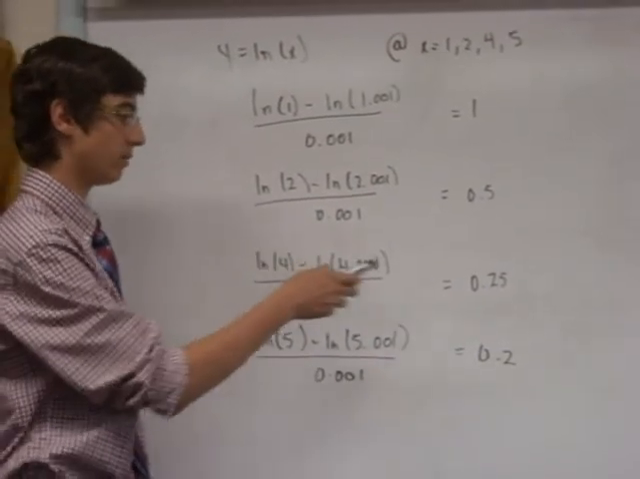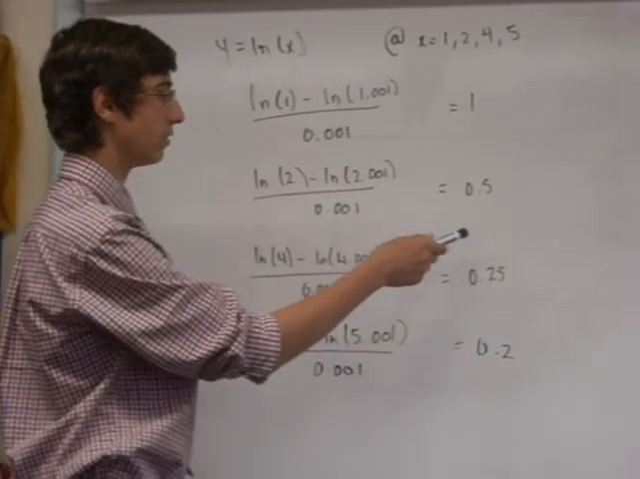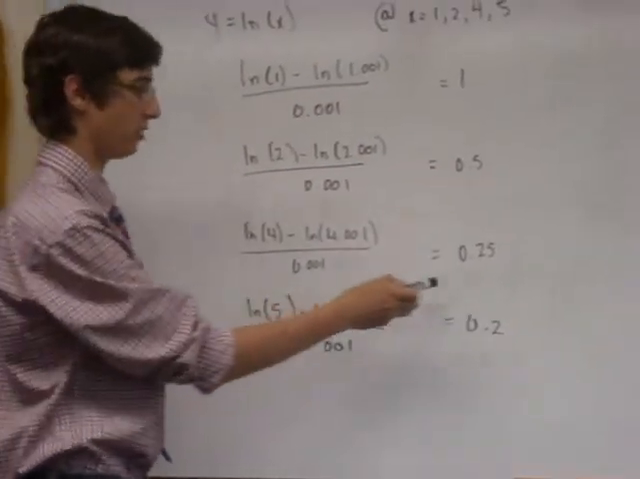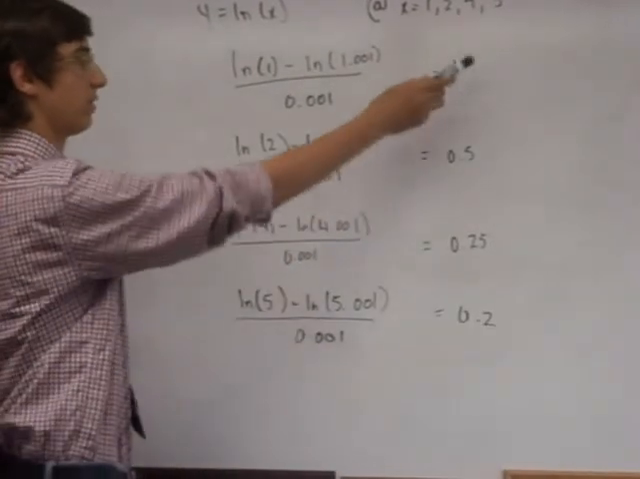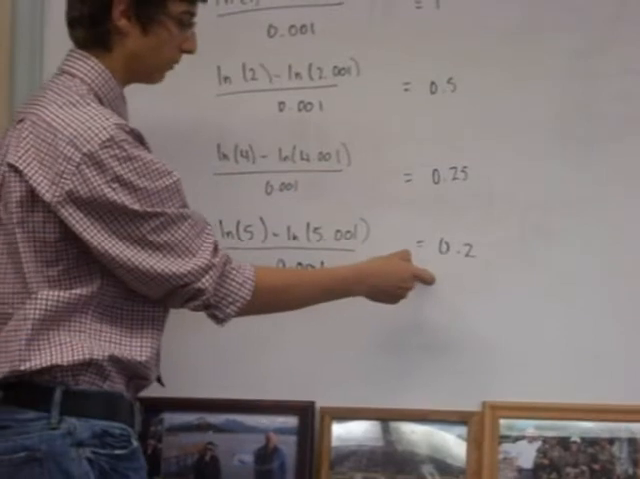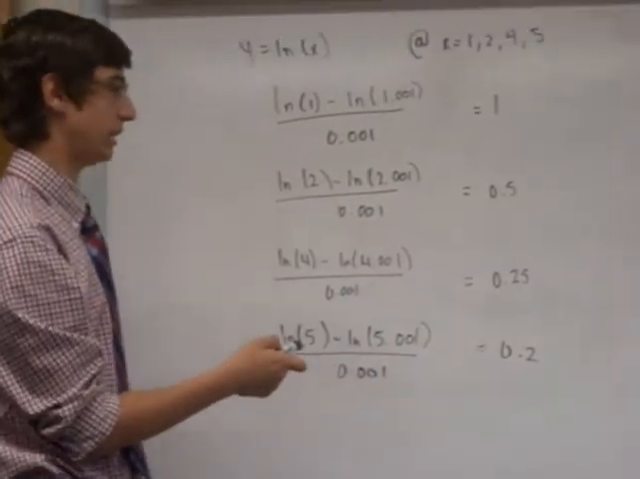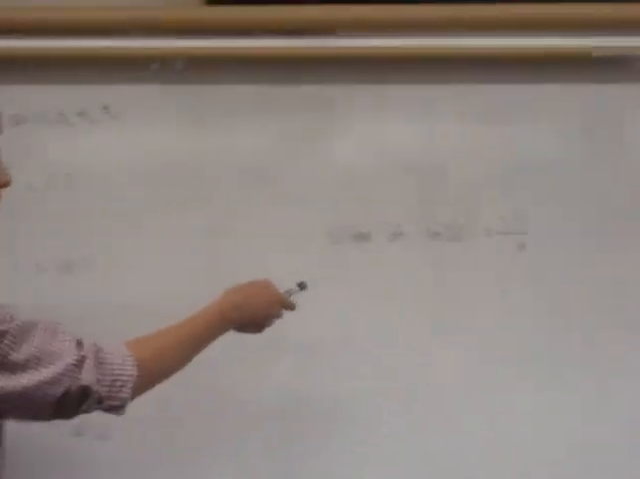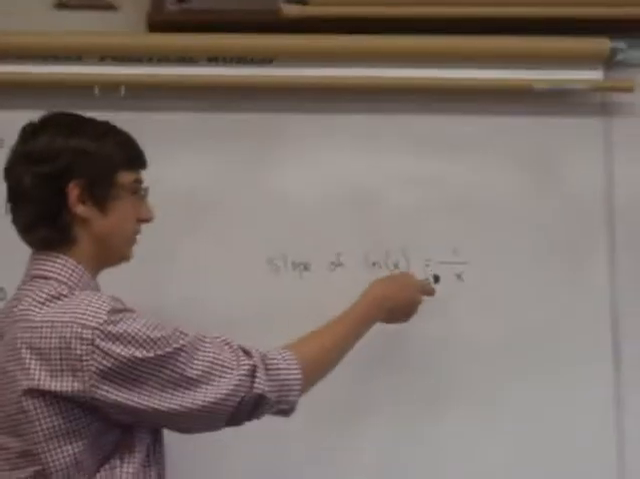And if we solve this out, we get 0.5. So if we do this again with 4, we can plug it in, divide again, and get 0.25. And finally with x equals 5, we plug it in, divide, and get 0.2. So what we see here is actually a recurring pattern in our answers, and we see that the slope of log natural of x is actually 1 divided by x.